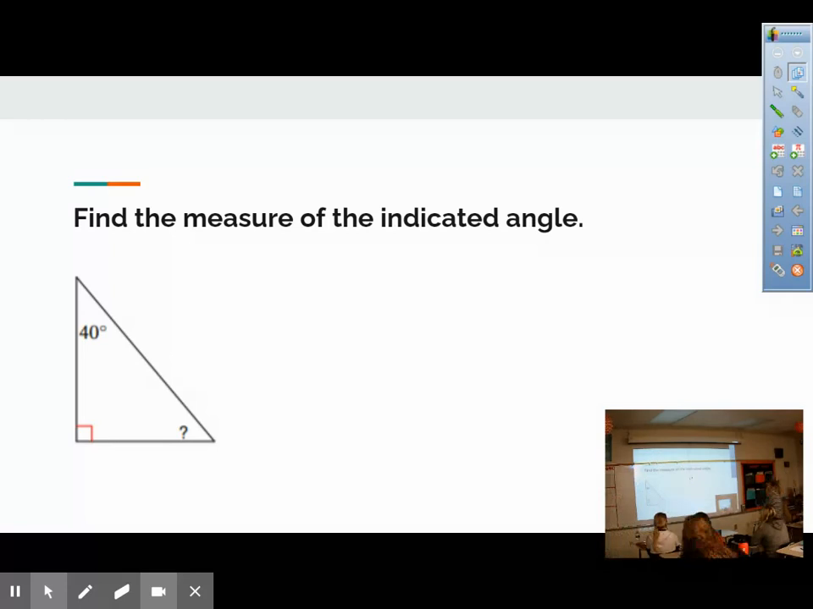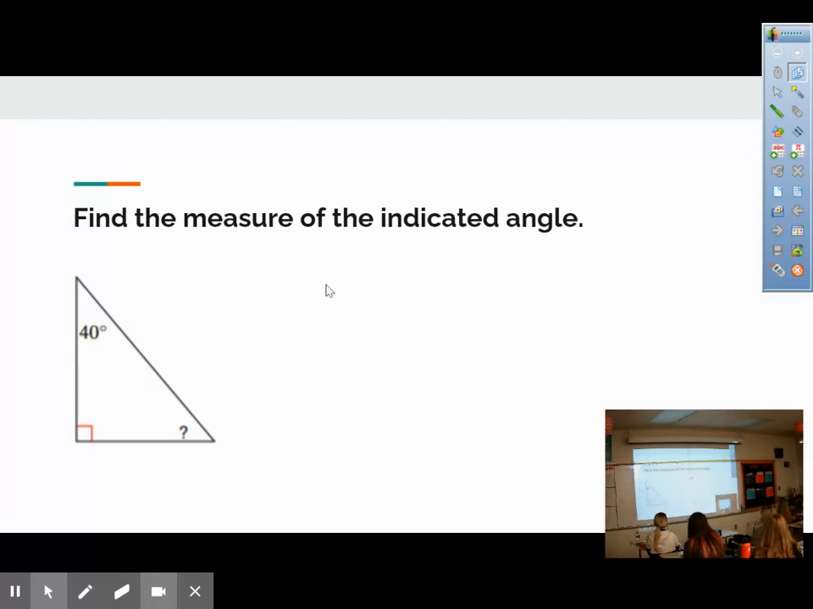Also, anytime you have a right triangle, the two acute angles are always going to be complementary, which means they're always going to add up to be 90. So that's something else you could think about. You don't even have to worry about the 90-degree angle. You can just say, 90 minus 40 is 50. So that would be another way to find that angle. But sometimes trying to remember all those formulas is hard.